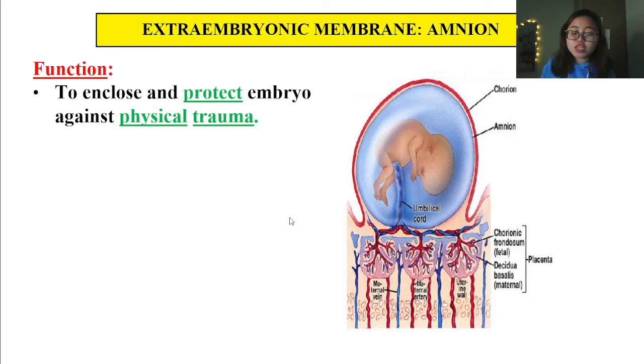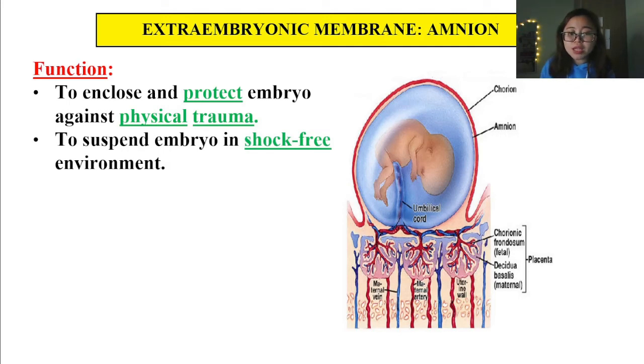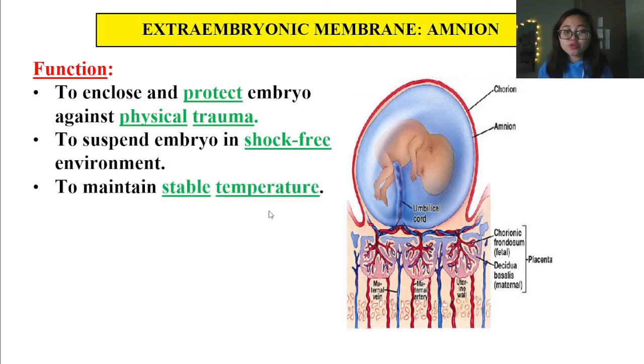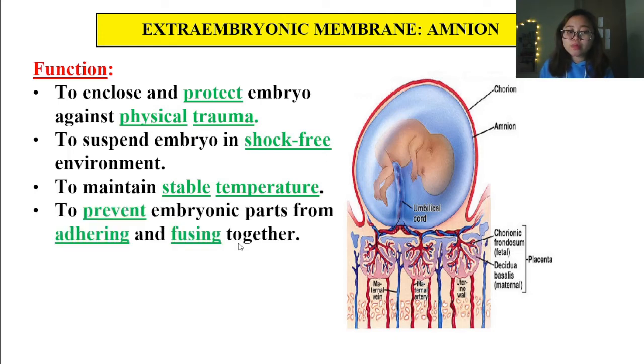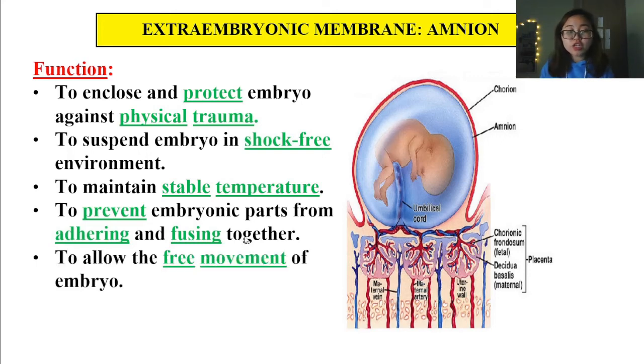The function of the amnion is to enclose and protect the embryo against physical trauma. It is there to suspend the embryo in a shock-free environment and to maintain stable temperature. It also prevents embryonic parts from adhering and fusing together. It allows also the free movement of the embryo. Kalau kita cakap secara ringkas lah, dia untuk melindungi bayi atau melindungi kandungan. Protect from physical trauma, shock-free, stable temperature. Also prevents your body parts from fusing together, and allows the fetus to move inside of the womb.